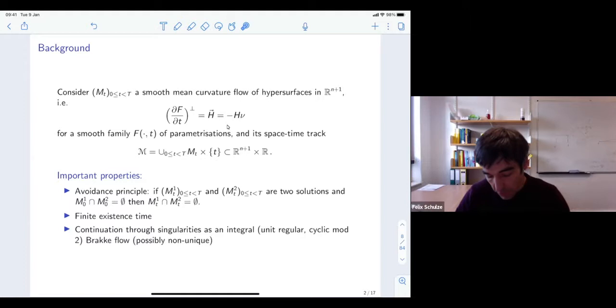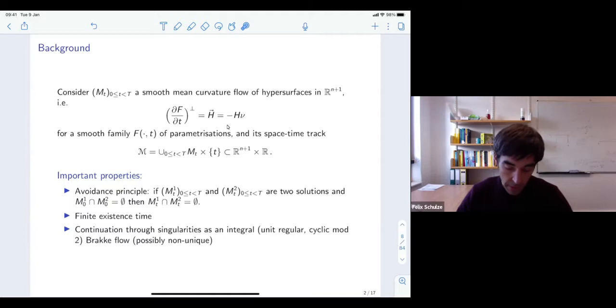So one can show a weak-strong uniqueness. As long as a smooth solution exists, then these weak solutions agree. But if there are bad singularities, it could happen that past such a bad singularity, there are non-unique evolutions past that singularity.